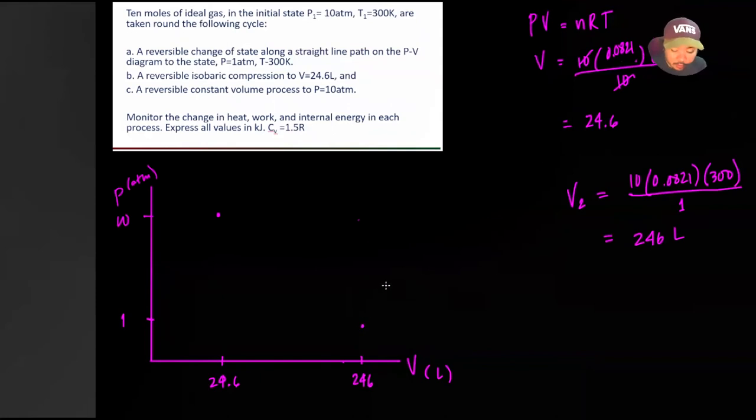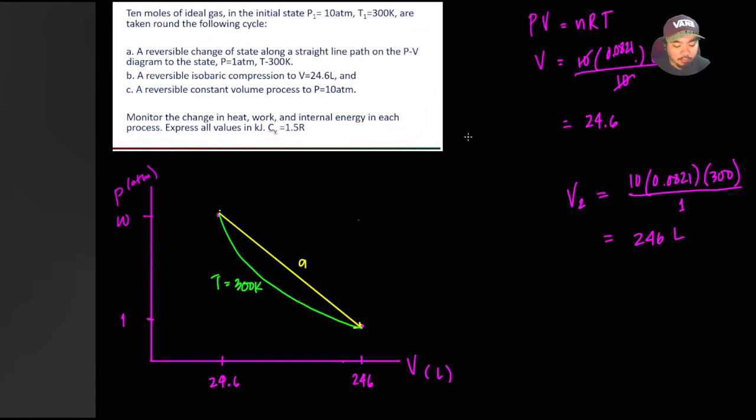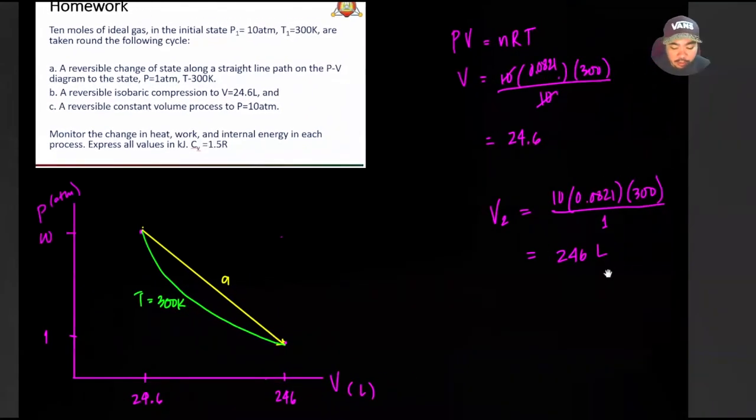And sabi daw it moves in a straight path. So ito straight line path daw, which is technically impossible. Itong straight line path na to, hindi to nangyayari. Kasi if you want to move from A to B, a path you can take is actually what we call an isothermal path. So this is actually the isothermal path. Itong isothermal path na to, this is T is equal to 300 Kelvin. Okay? So notice that they are at the same temperature. So kung same temperature ka, you can actually draw isothermal paths like this.